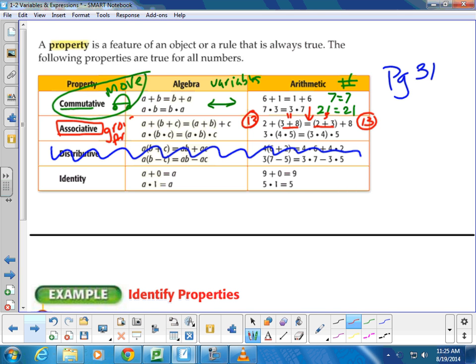Okay, so the associative property is: who is it grouped with? Who is it ordered with in that way for addition and multiplication?